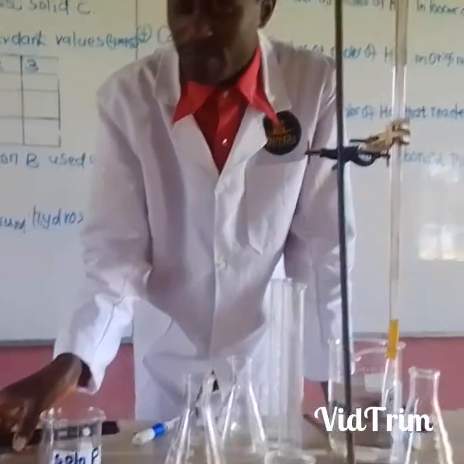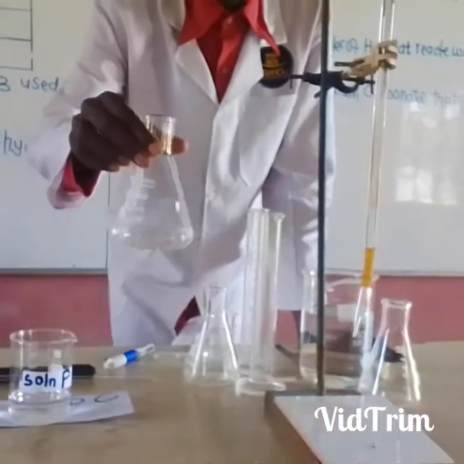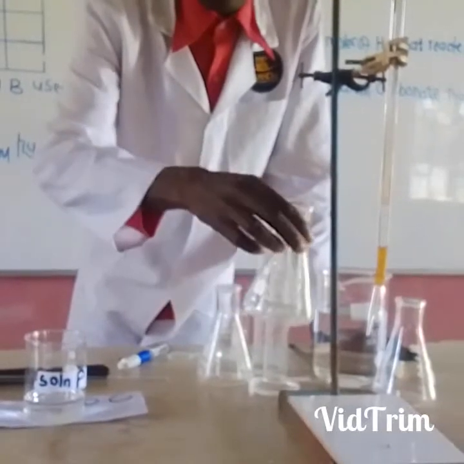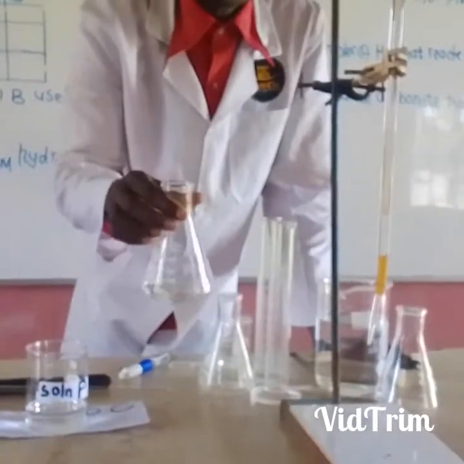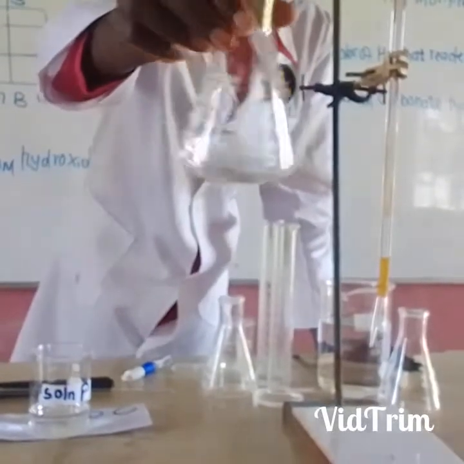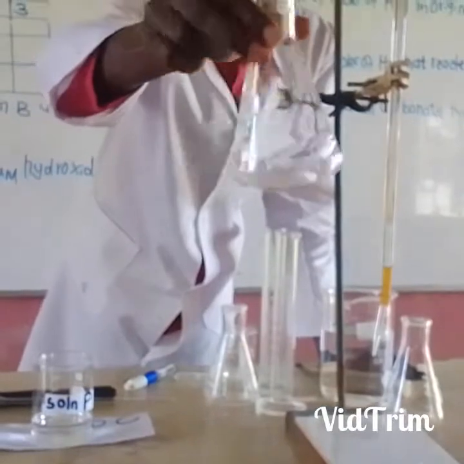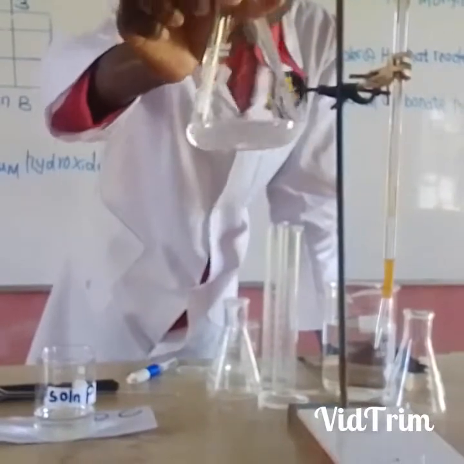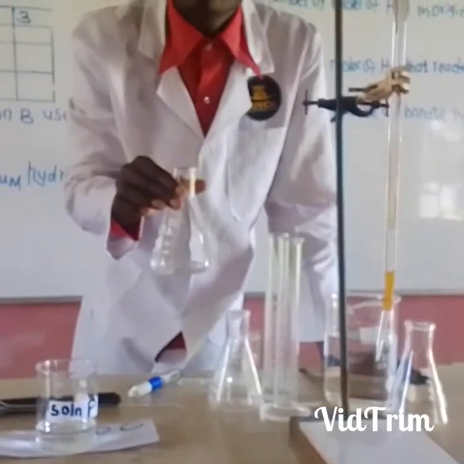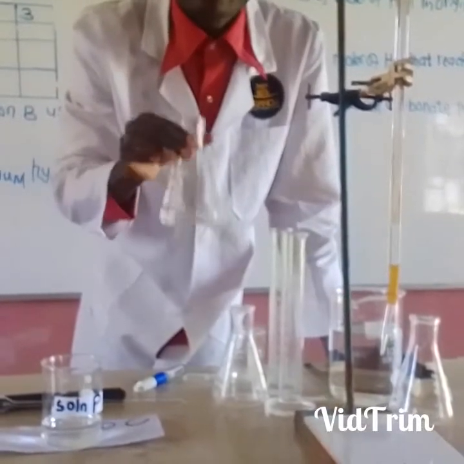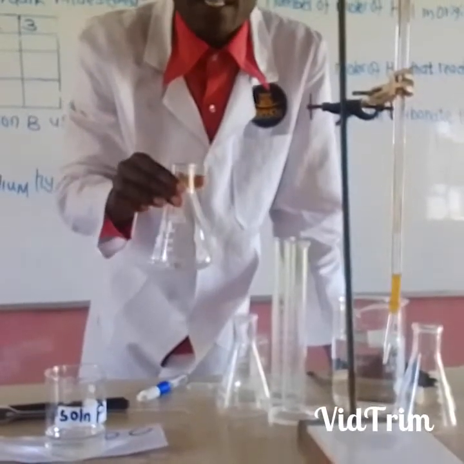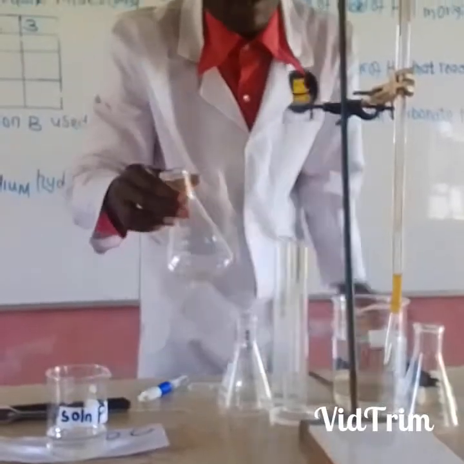The next procedure, I have now to take this pipetted solution P with an indicator, then I titrate against the sodium hydroxide in the burette. Is it okay? But initially look at the color of solution P with an indicator. It's a colorless solution. So I'm going to titrate until a permanent pink color just appears. Is it okay? This is how we normally do it.